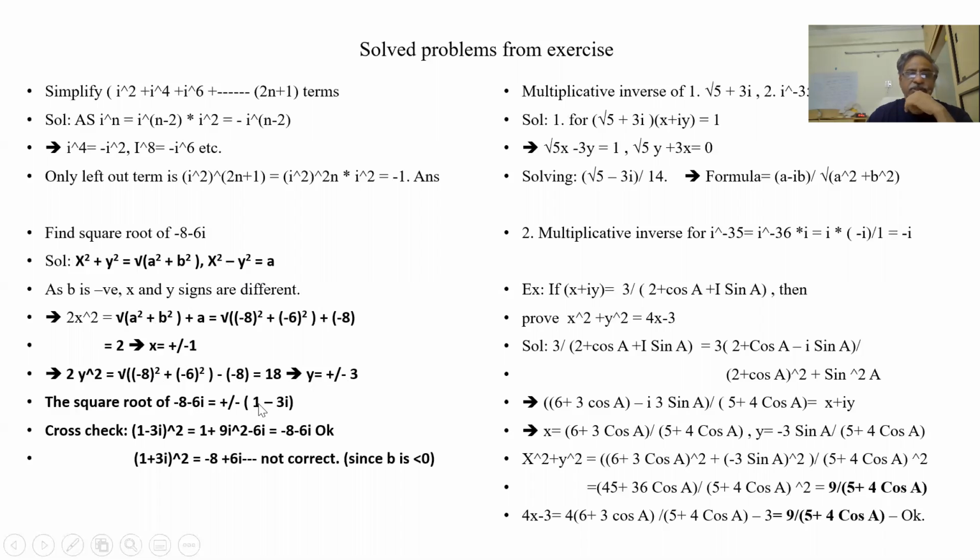So the square root of this is, it is given what? b is minus. So I'll get x minus iy, so plus or minus 1 minus 3i. So let us cross check this. 1 minus 3i whole square. So 1 into 1, 1. 9i square is minus 9. So 1 minus 9 is minus 8, plus minus 6i. So this is tallying with my given complex number.